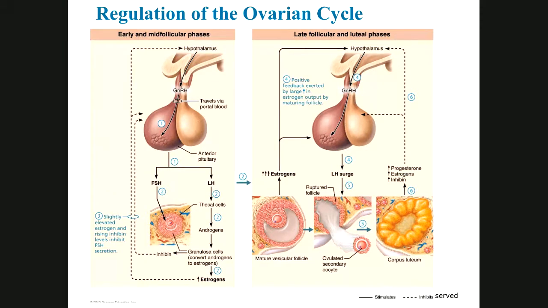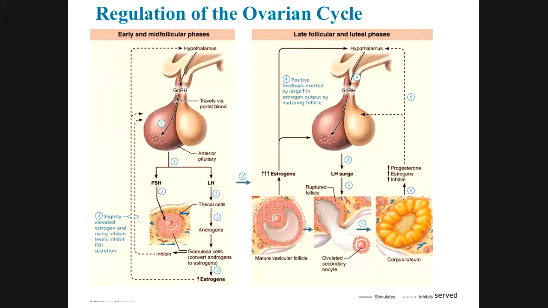Another negative feedback comes from rising plasma progesterone, not only the estrogen, but also the progesterone. The progesterone inhibits the LH and FSH release from the pituitary gland and also the release from the hypothalamus.